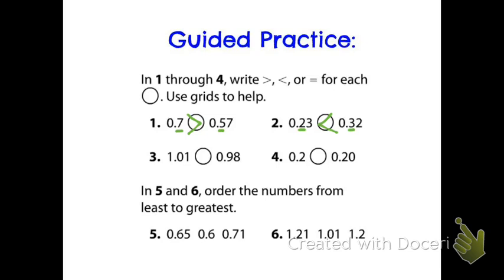So I want you to do numbers 3 and 4, and then write these ones in order from least to greatest. Make sure you write them down in the correct order, starting with the least. Have those ready to go in your notes.